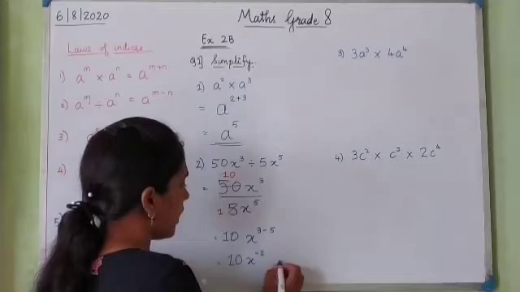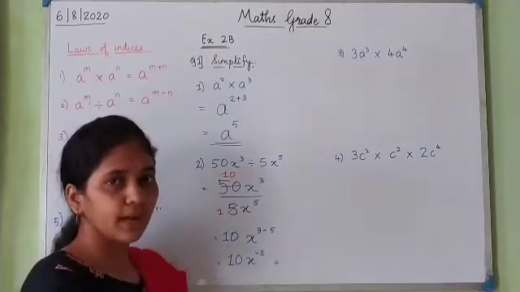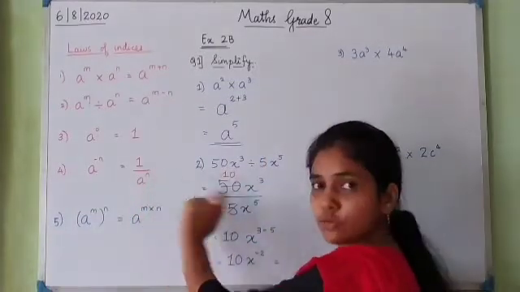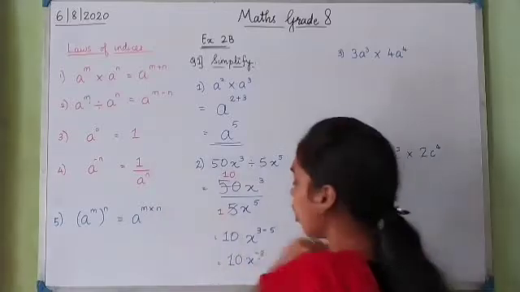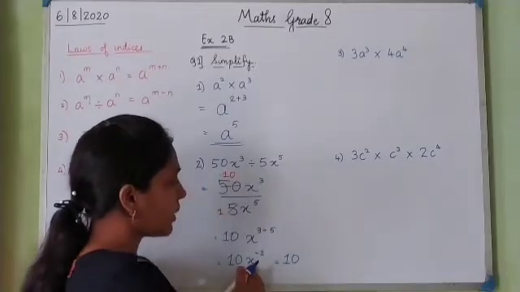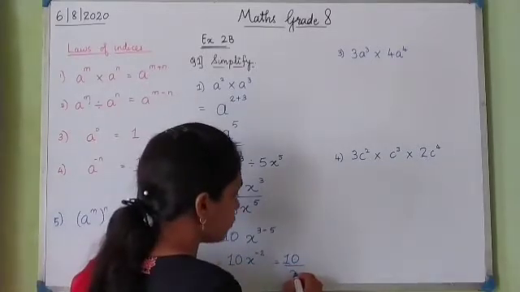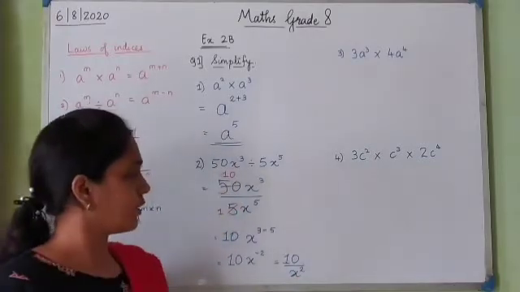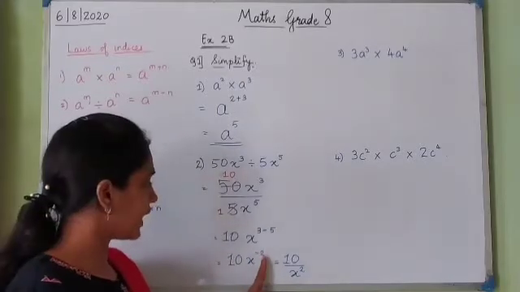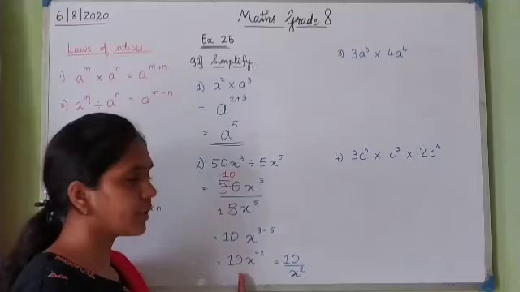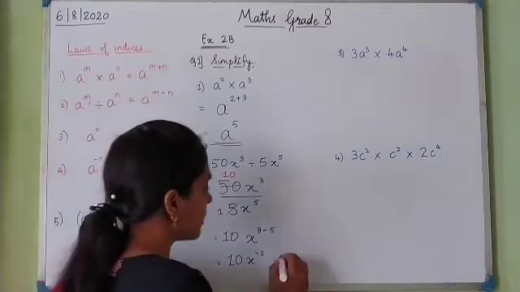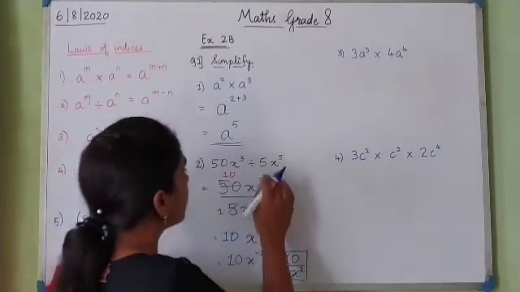Okay, now how do we write x raised to minus 2? If the power has a negative sign, then we can write it as 1 upon a raised to the same power, right? So using the fourth law of indices here, I can write this as 10 into 1 upon x raised to 2. That will be multiplied with 10 only. So this is 10 upon x raised to 2. To omit this negative sign, we have taken it to the denominator. That means we have written it in reciprocal form. So this becomes 10 upon x raised to 2. This is the simplified answer for the second example.